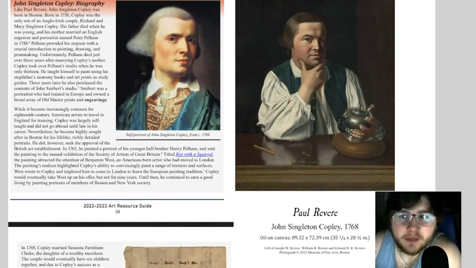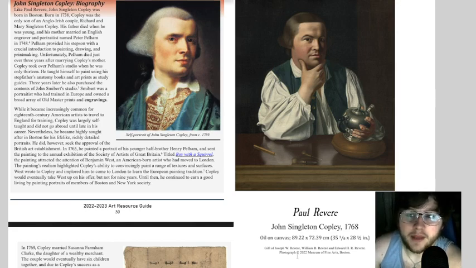John Singleton Copley biography. Like Paul Revere, John Singleton Copley was born in Boston. Born in 1738, Copley was the only son of an Anglo-Irish couple, Richard and Mary Singleton Copley. His father died when he was young, and his mother married an English engraver and portraitist named Peter Pelham in 1748. Pelham provided his stepson with a crucial introduction to drawing, painting, and printmaking.